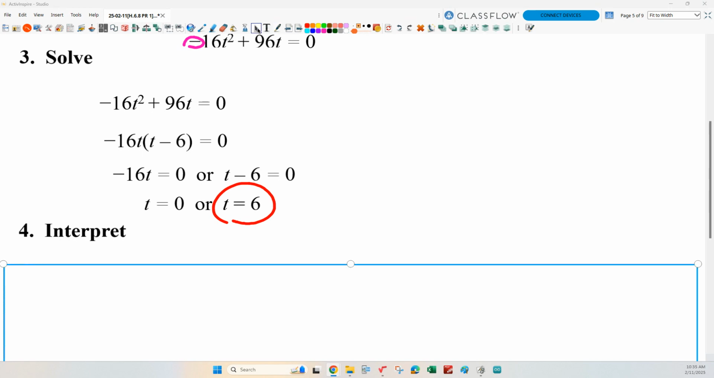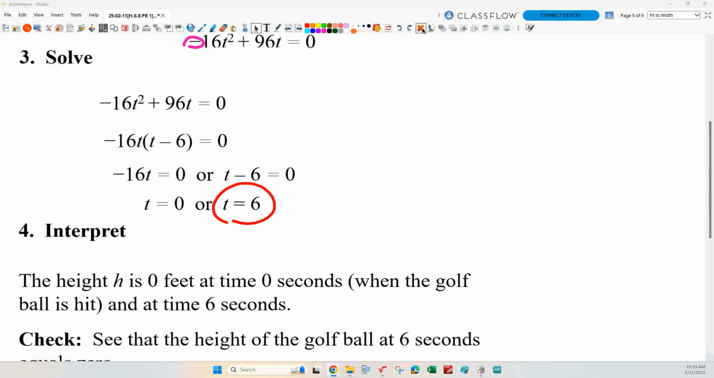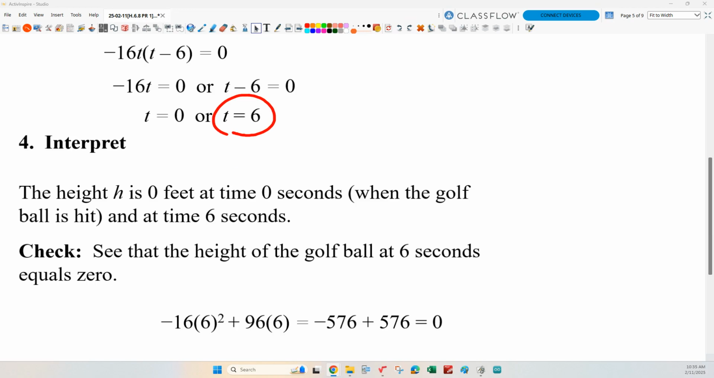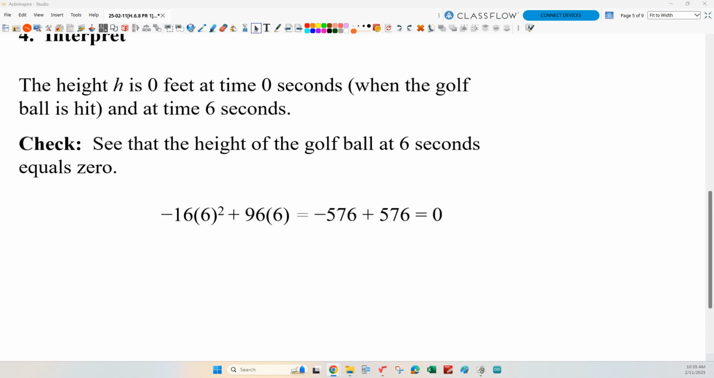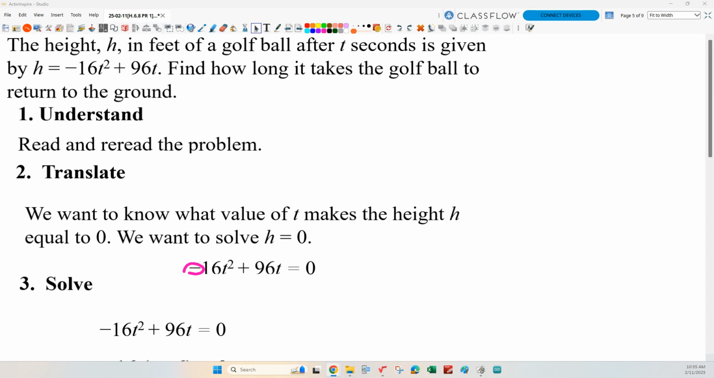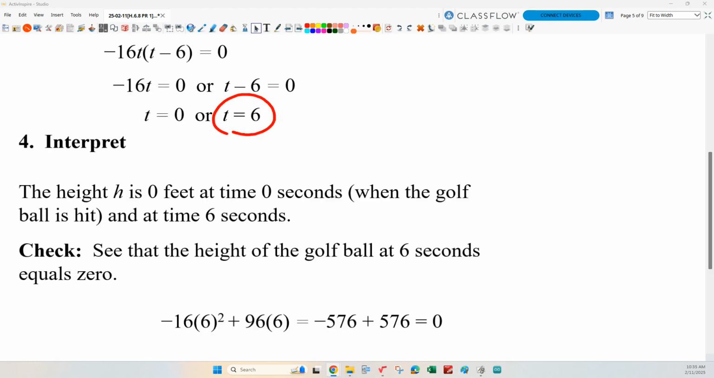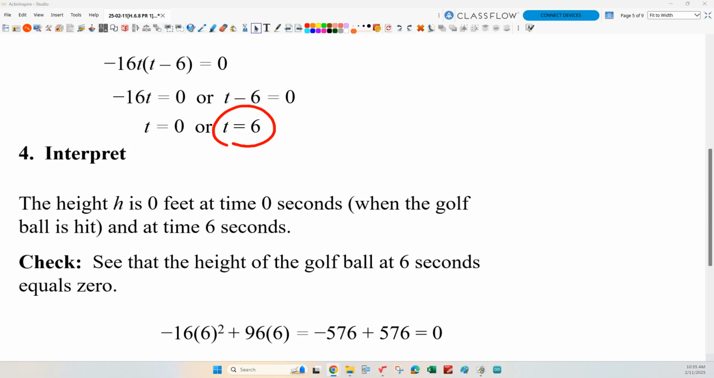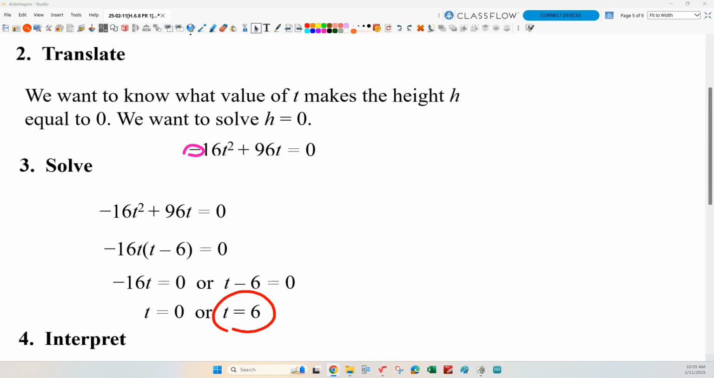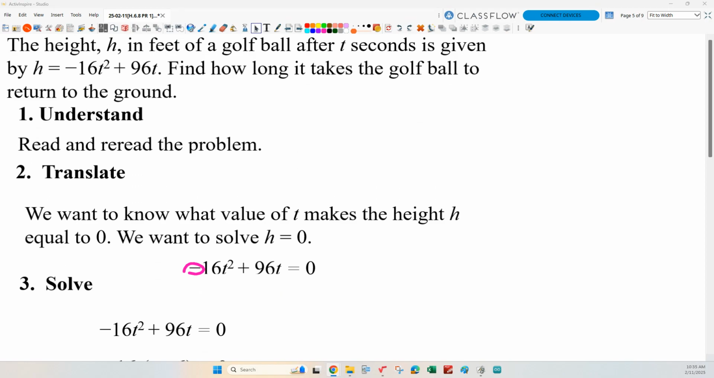So we interpret then, and the answer is after 6 seconds, the golf ball returns to the ground. And we got it. What else did they want to know? Anything else? I guess that's it. Okay, good. And if we wanted to check our solution, of course, we could plug 6 into the original equation and it would give us h equals 0, right? Okay, let's try another one.